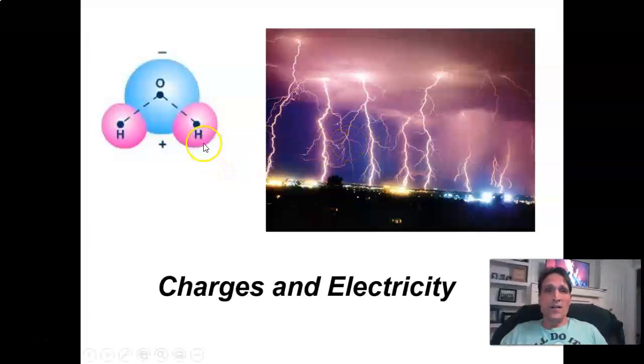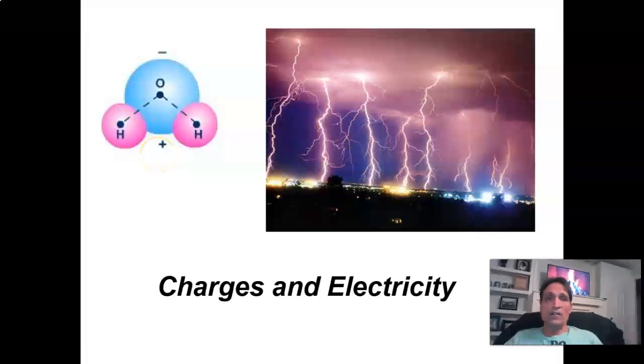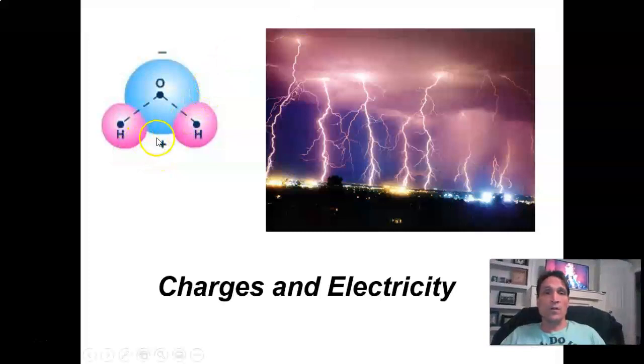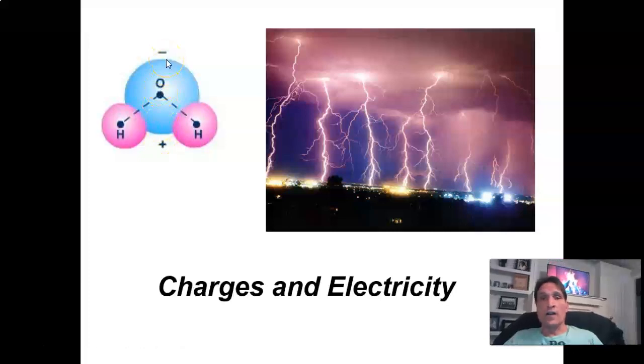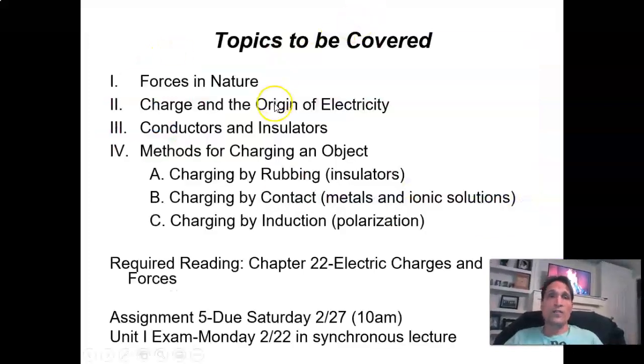This picture to the left here, H2O, water. So the origin of electricity is at the atomic level, and it's due to the fact that atoms have positive and negative charges called protons and electrons, and these give rise to electrical effects. So we're going to go over the origin of electricity.